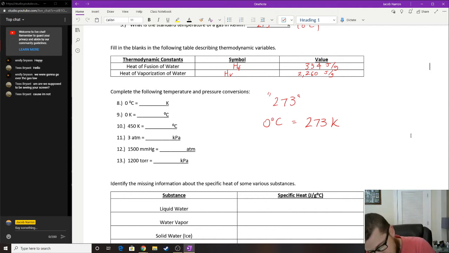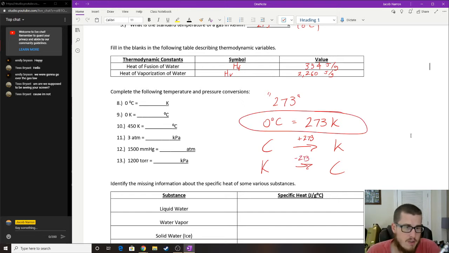So what that means then is if you want to go from Celsius to Kelvin, okay, hopefully it'll load here in a second. There it goes. You have to add 273. And if you're going from Kelvin back to Celsius, you're going to subtract 273. And again, both of those are based on that one relationship right there.